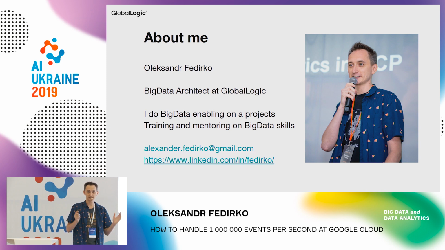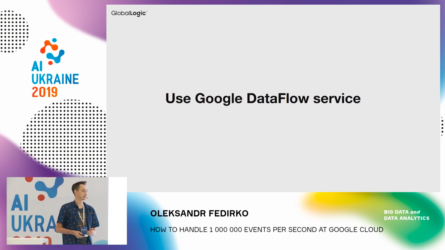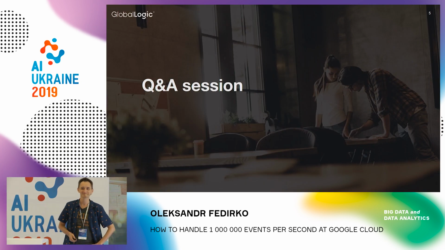Okay, so let's go. How to handle 1 million events per second in Google Cloud? Use Google Dataflow, and you're going to get these results. Any questions? Okay, I'm kidding.